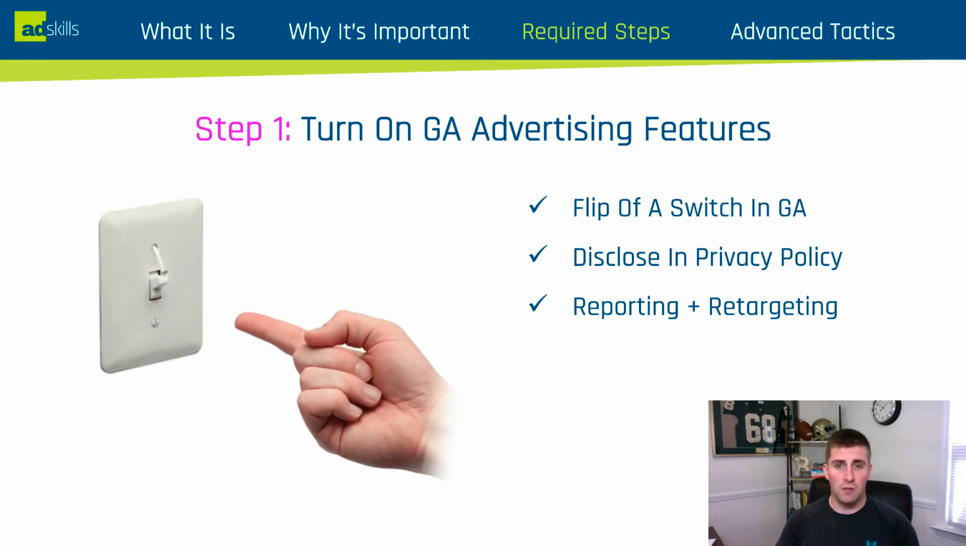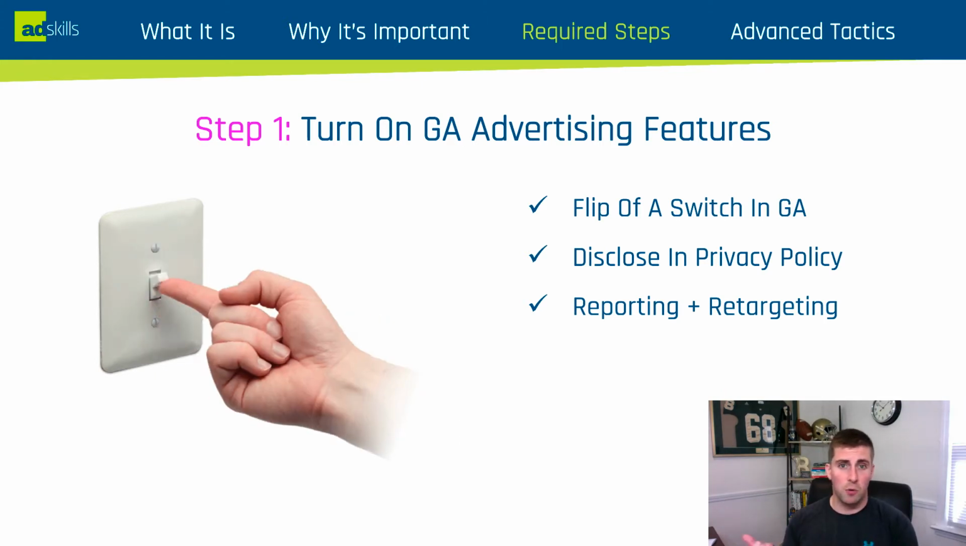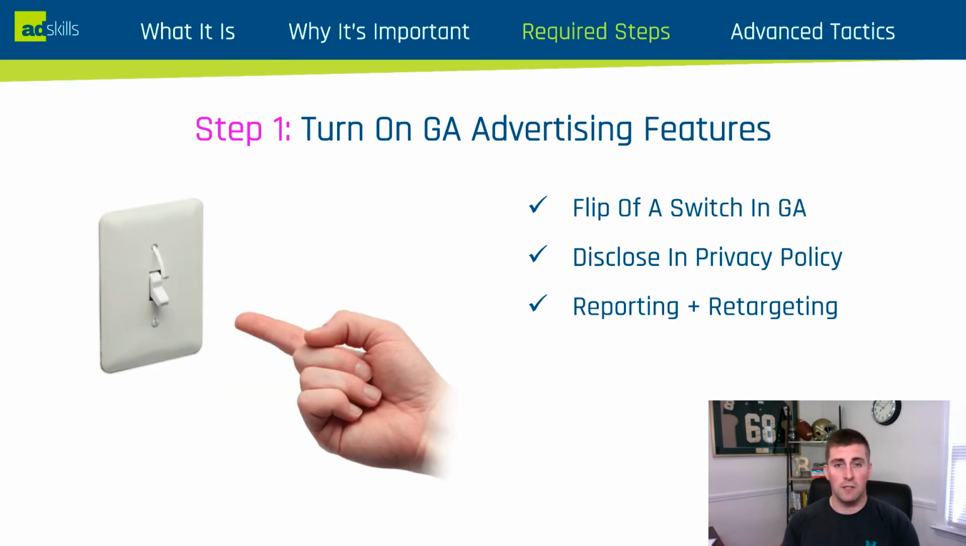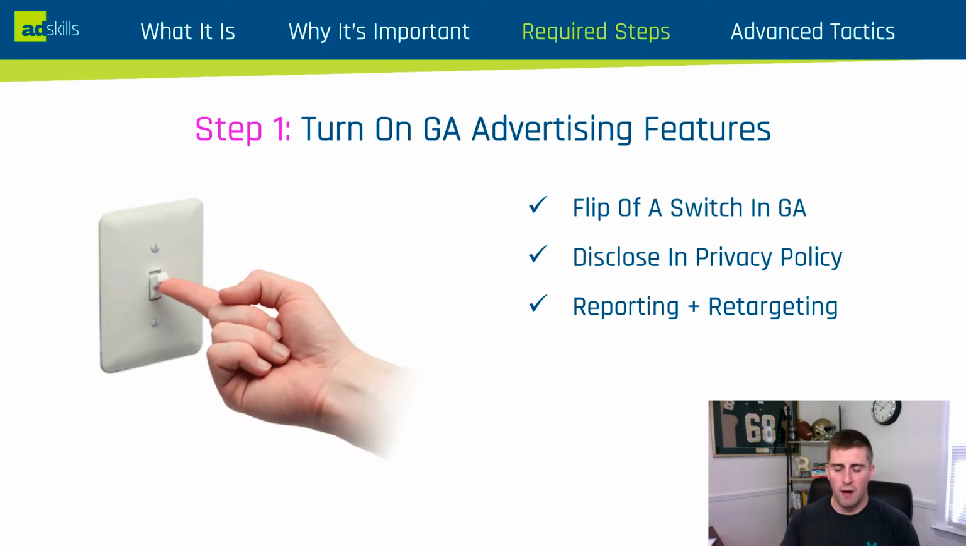This advertising features allows you to do 2 things. It allows you to use the demographic information, so the age, the gender, and then the interest targeting that I talked about earlier, as a report. And then also you can actually use these segments inside of Google Analytics to export them to AdWords and retarget. Different topic for a different video, but really powerful stuff.